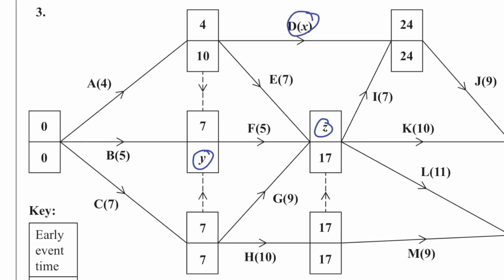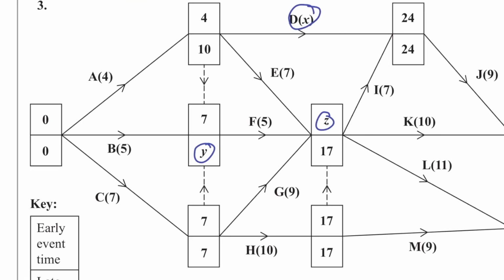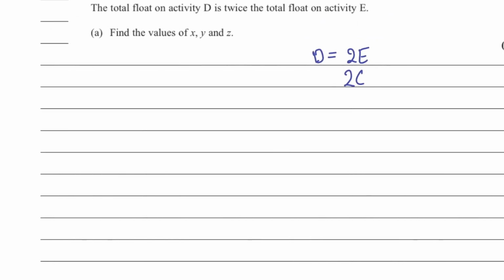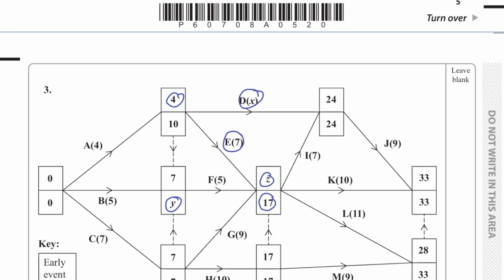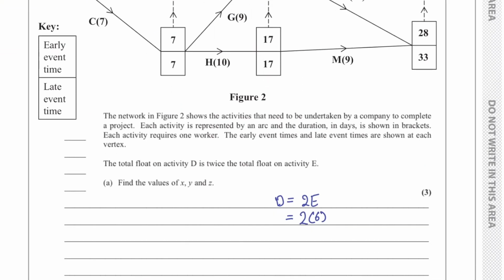Since we have no unknowns correlated with E, the way to find the float for an activity is to take the late event time, subtract 7, which is the duration, and then subtract the early event time before. So that's 17 minus 7 minus 4, which is 6. And this is going to be equal to D. Our activity D was 24 minus X minus 4, so 20 minus X. So X is equal to 20 minus 12, so X is equal to 8.